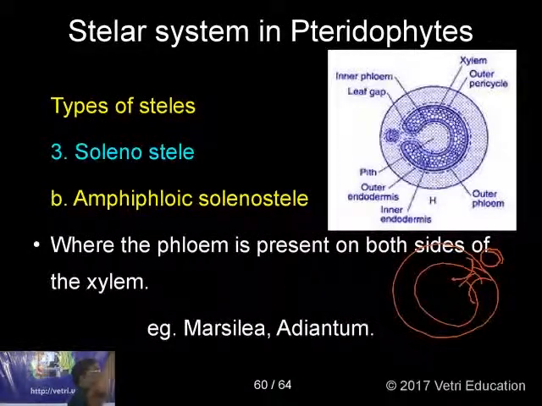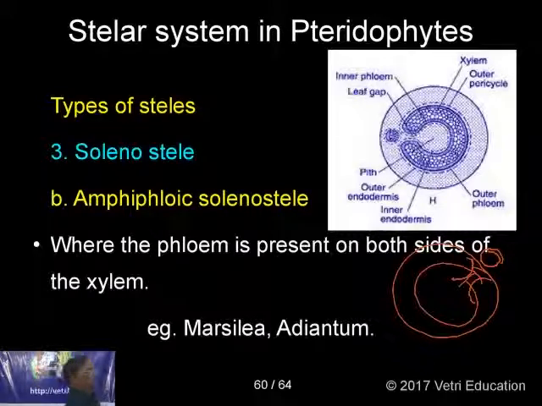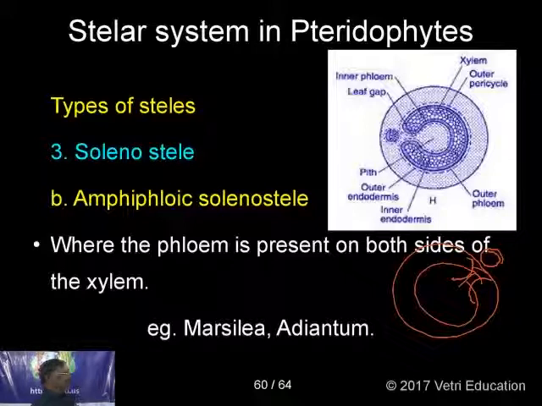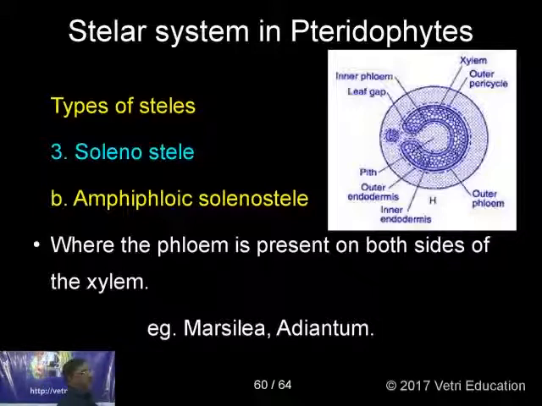The next one, amphiphloic solenostele. Here also, because of the leaf gap, you can find inner phloem, middle xylem, outer phloem. So inner phloem, outer phloem, and in between you can find xylem. This type is called amphiphloic solenostele, where the phloem is present on both sides of the xylem. Example, Marsilea, Adiantum, you can find this type of stele.